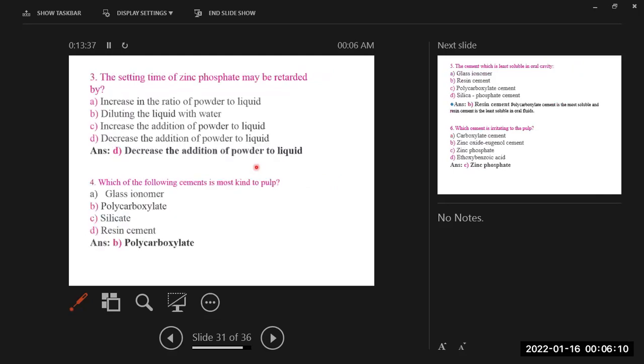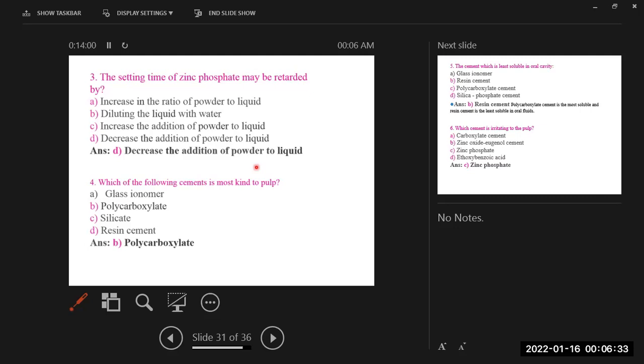Okay. Next question is, the setting time of zinc phosphate is retarded by. So how do you retard the setting time? By decreasing the addition of powder to the liquid. So the ratio by which you are going to add powder to the liquid, if you are going to decrease, then again the setting time will be retarded.